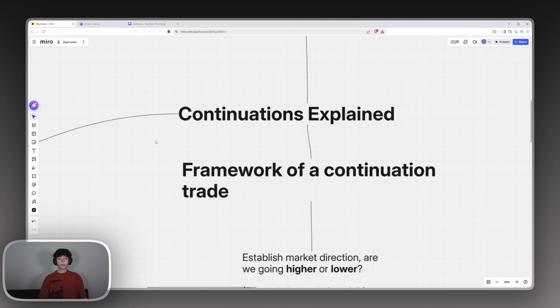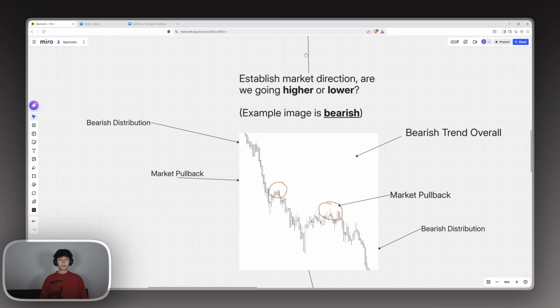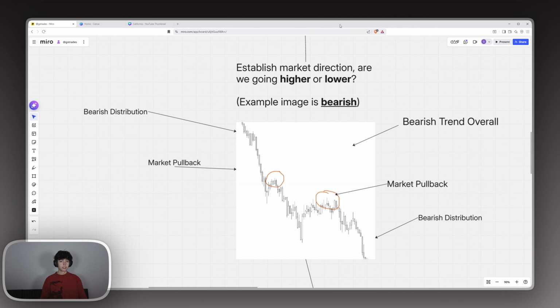All right. So what is the framework of a continuation trade? So what are we going to do? We're going to establish market direction. Are we going higher or are we going lower? It seems extremely easy, and that's because it is.